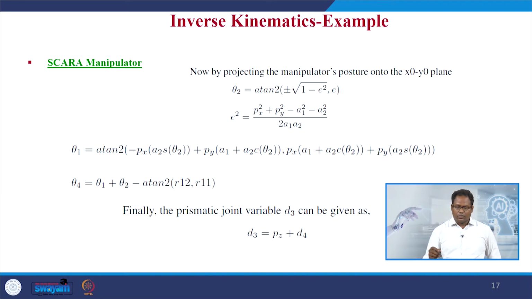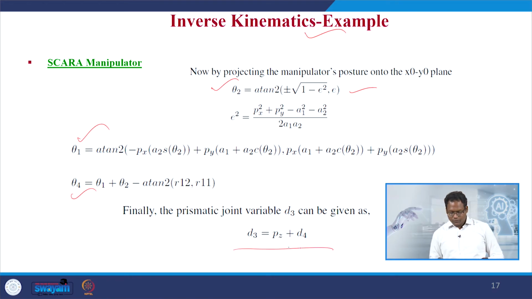Now, the example for inverse kinematics is given for a SCARA manipulator which has 4 degrees of freedom. When projecting the manipulator's posture onto the xy plane, from the 2 revolute jointed robotic system we easily get the theta 2 joint angle, which is given by this expression, and from this theta 2 we can find theta 1, and then we can go for computing theta 4. Finally, we can find the prismatic joint variable d3 from the above computed joint angles theta 2, theta 1 and theta 4.